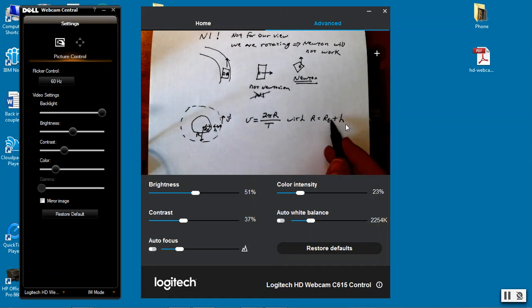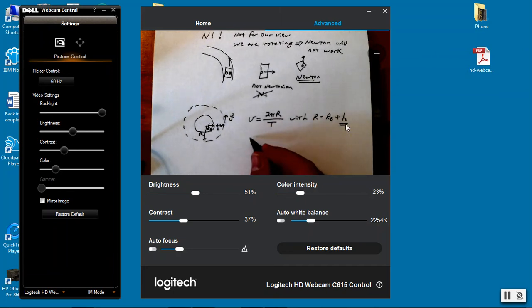Okay, what else do we know? We can look this up. This is what we're trying to find. So we don't know h, we don't know v, but we do know something else. We know that to be going in a circle, it has to have a certain centripetal acceleration given by v squared over the radius of the orbit.